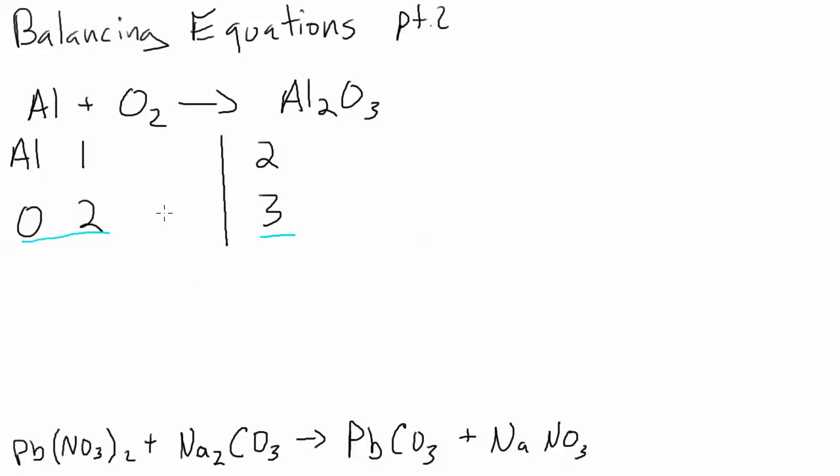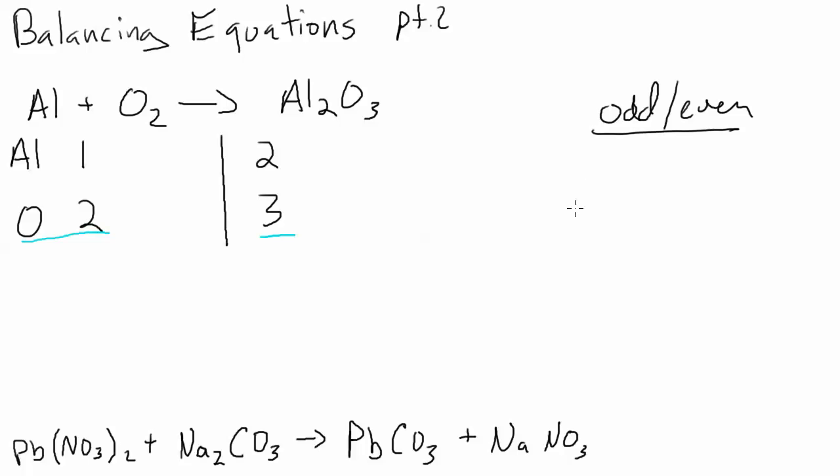And it happens so much that I usually call it the odd even situation. Odd even. So you'll notice that on this side of the equation there's two oxygen, which is an even number, and on this side of the equation there are three oxygen, which is an odd number.